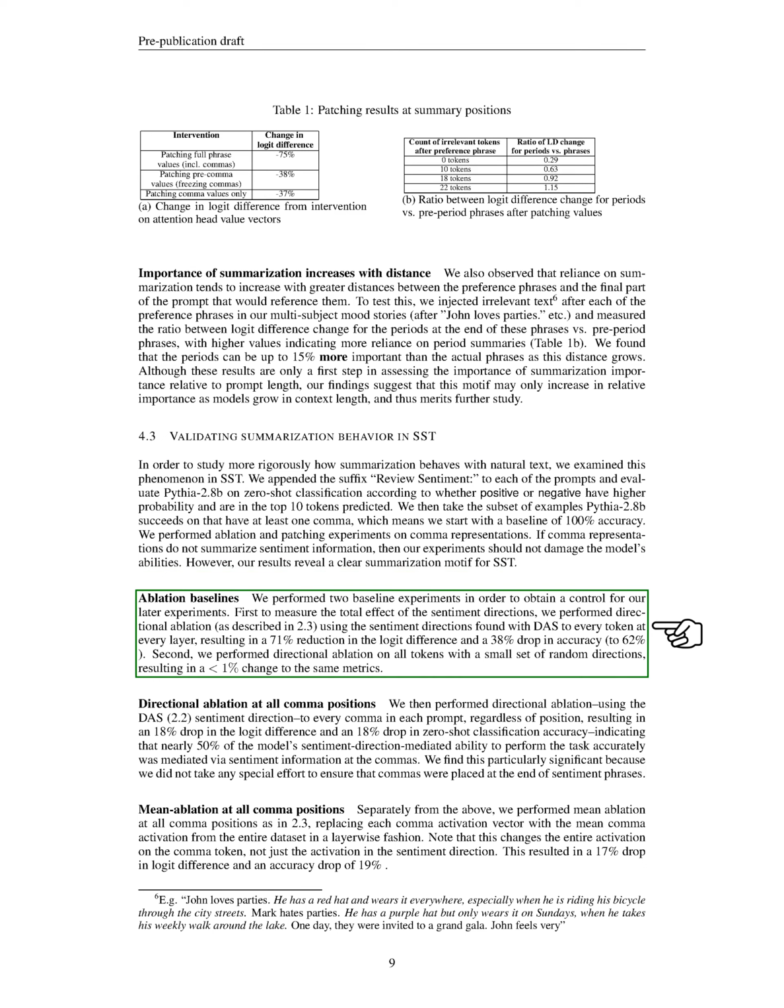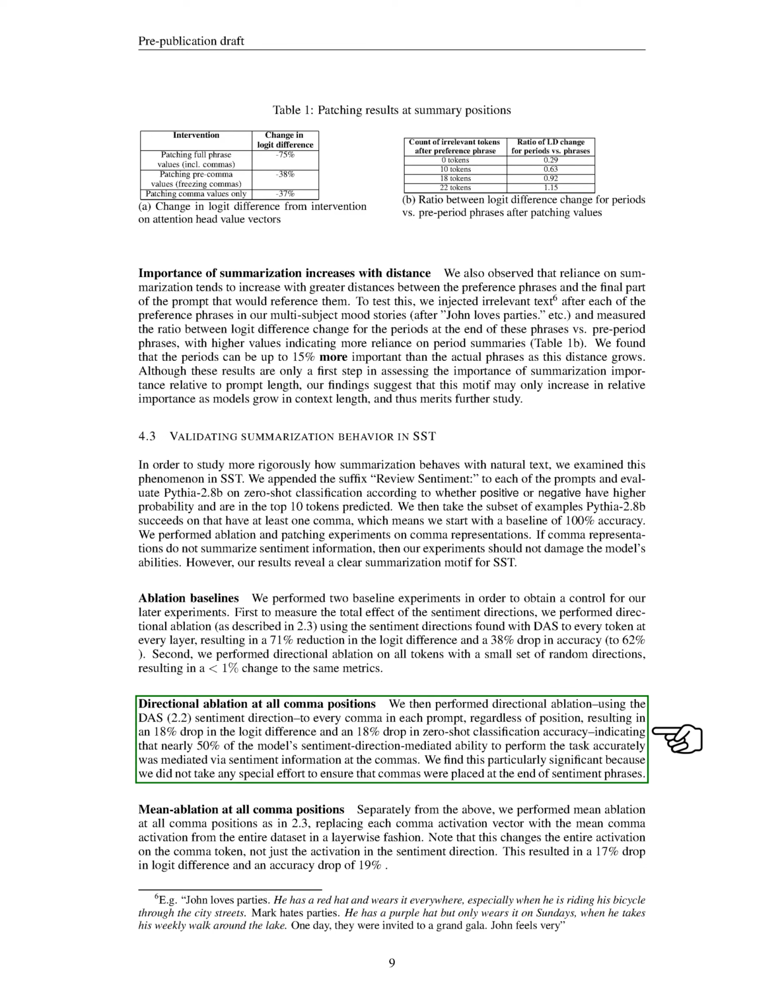We performed two baseline experiments to get a control for our later experiments. First, we measured the total effect of the sentiment directions by performing directional ablation using the sentiment directions found with DOS to every token at every layer. This resulted in a 71% reduction in the logit difference and a 38% drop in accuracy. Second, we performed directional ablation on all tokens with a small set of random directions, resulting in a less than 1% change to the same metrics.